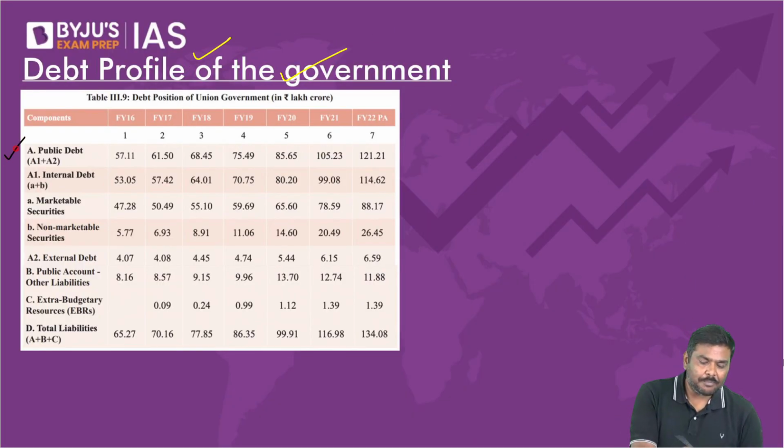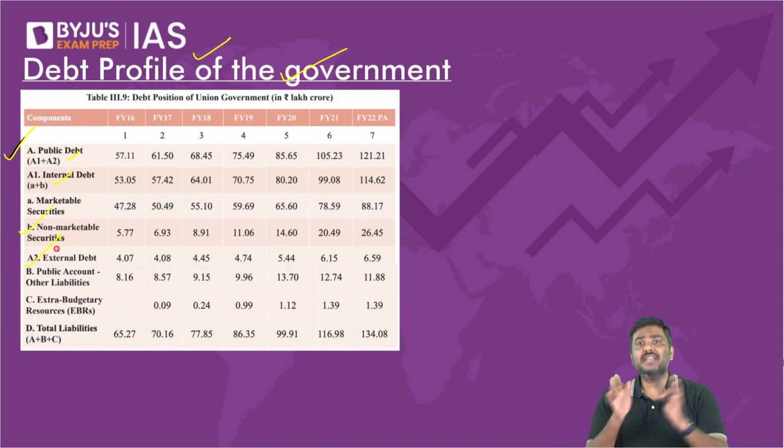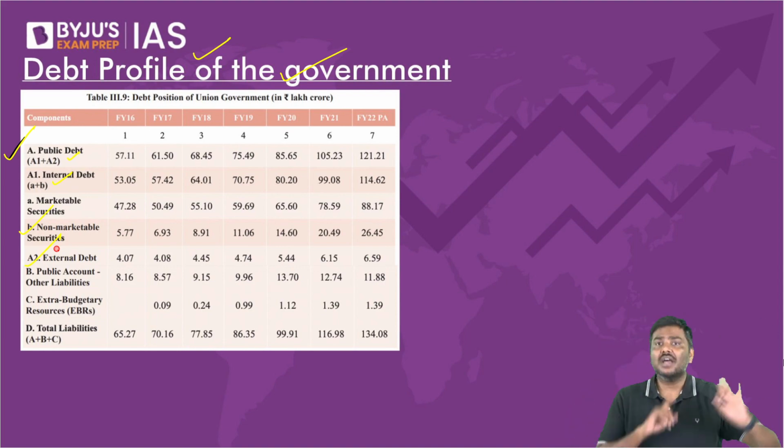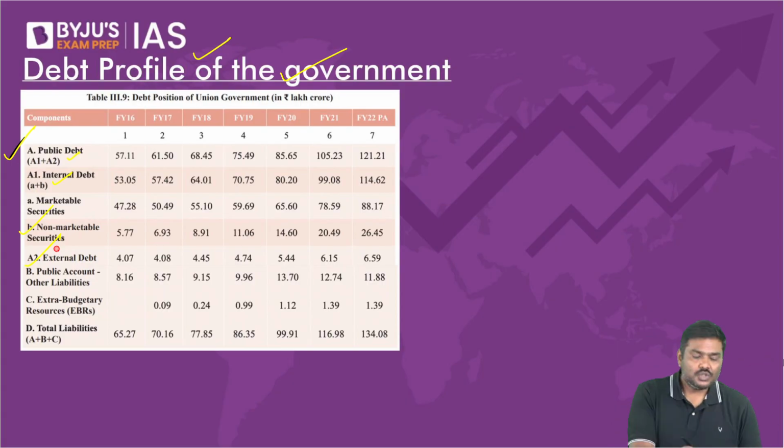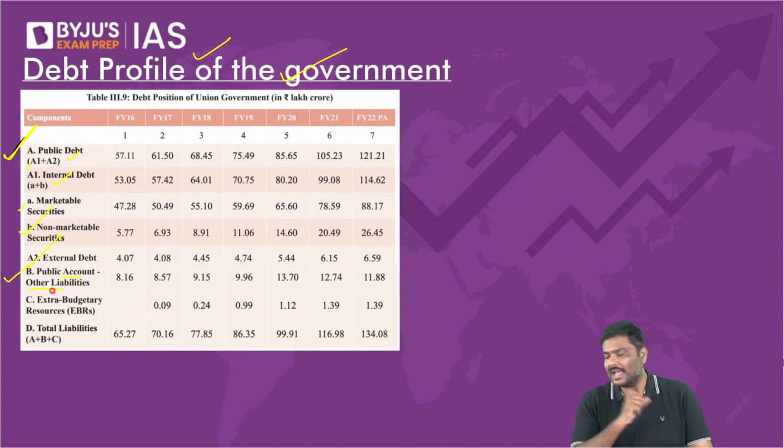So please look at point number A here. Public debt is nothing but internal debt plus external debt. Did we discuss this? Internal plus external, earlier did we discuss this under the concept of banking? So total public debt is internal plus external. Now let me go to point number B here. Public account liabilities.